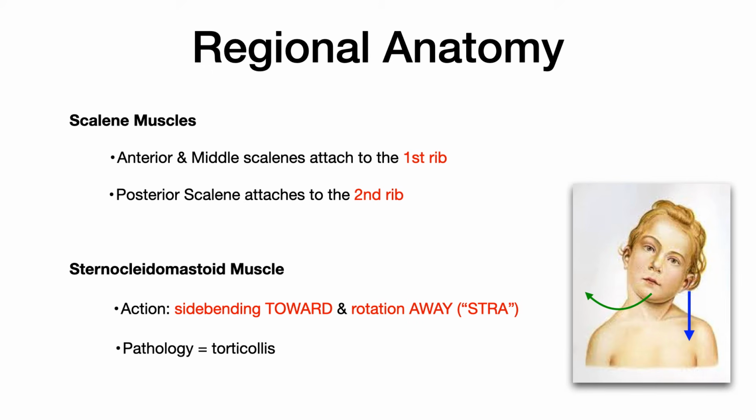So just remember, you're going to see what this picture looks like. Side bending towards, shown with that blue arrow, rotation away, shown with that green arrow. And it's going to be in reference to the sternocleidomastoid that's actually dysfunctional. So if the chin is turned to the right, it's the left sternocleidomastoid that's going to be the problem. And it's because of that rotation away component. So very important to understand that.